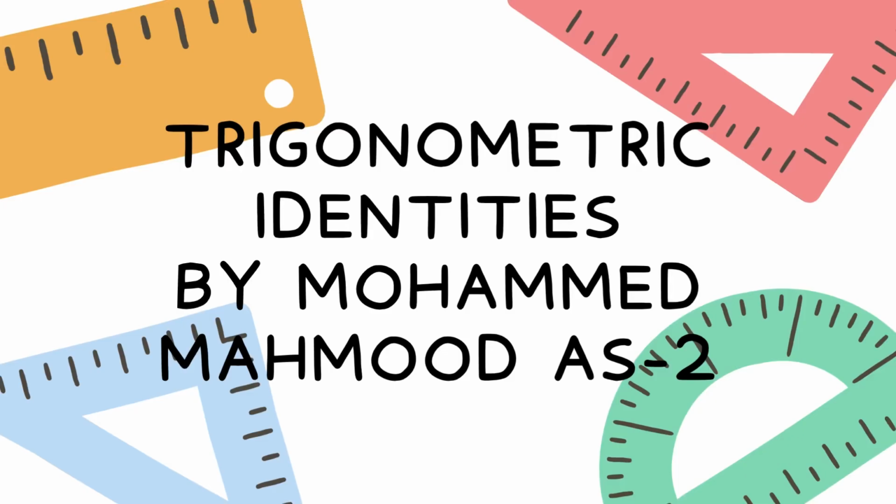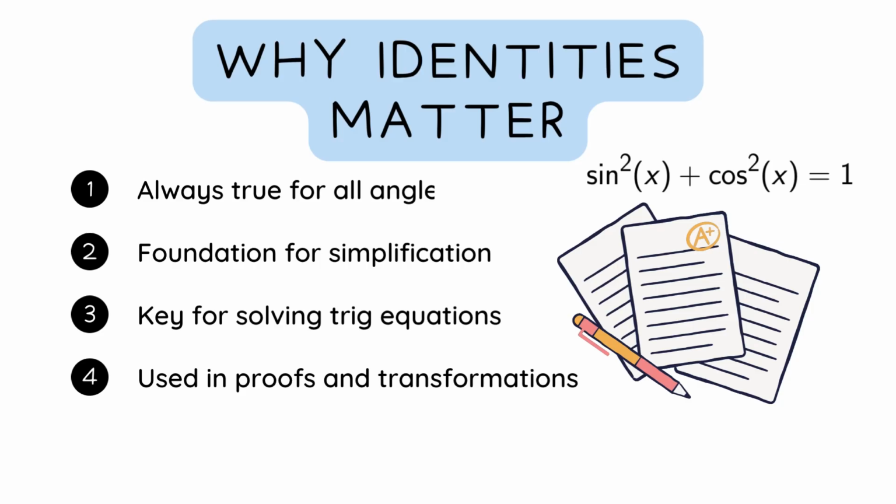Hello, today we'll explore the core trigonometric identities in AS level mathematics: what they are, why they are true, and how we use them to simplify expressions and solve equations. Trigonometric identities are universal truths in math. They allow us to manipulate expressions efficiently, prove equalities, and solve equations without guesswork. Mastering these identities gives us a toolkit to tackle almost any trigonometry problem.